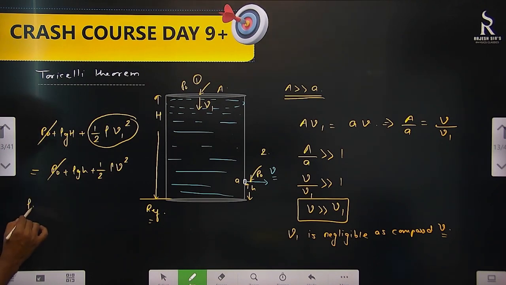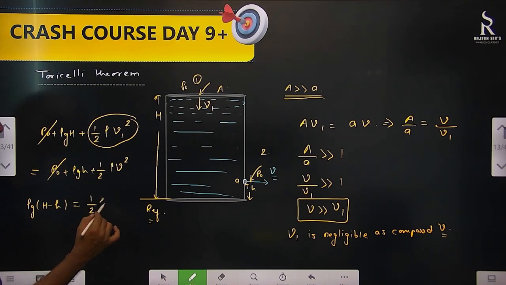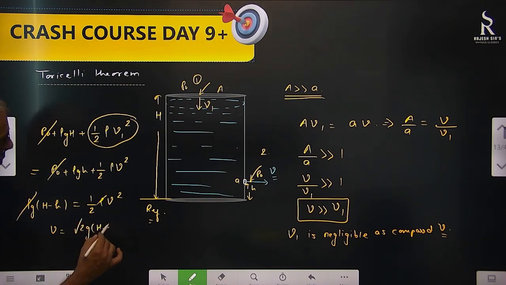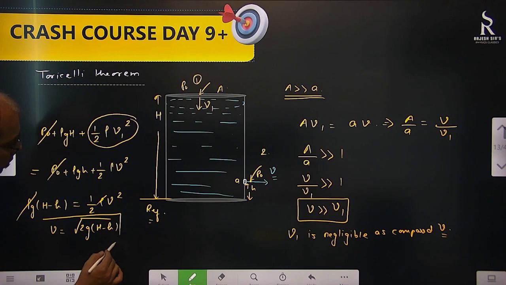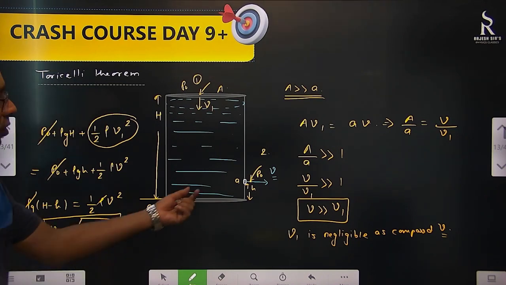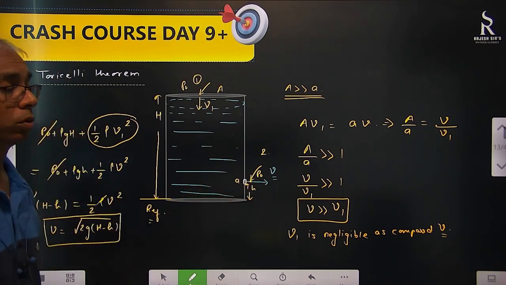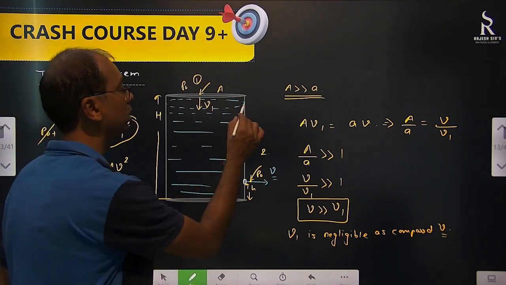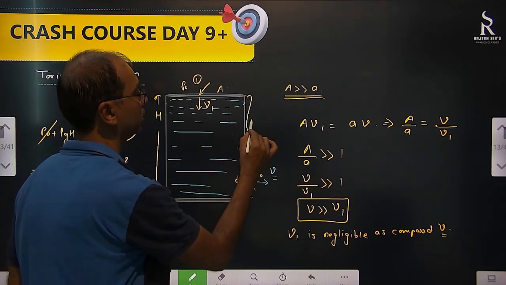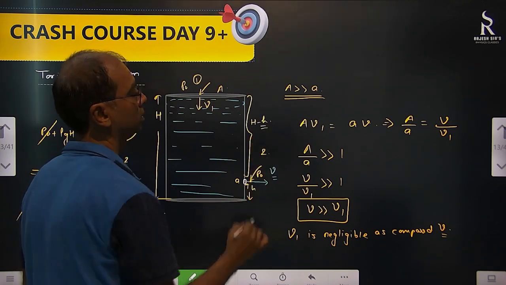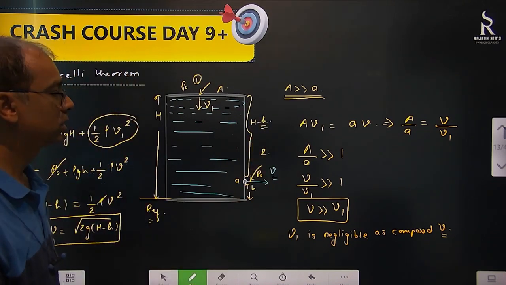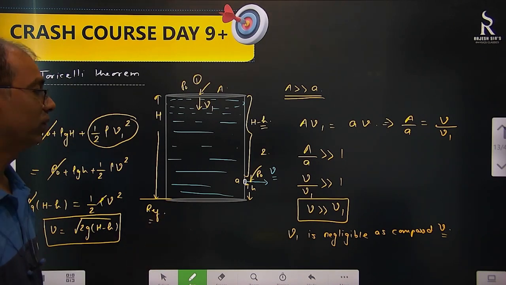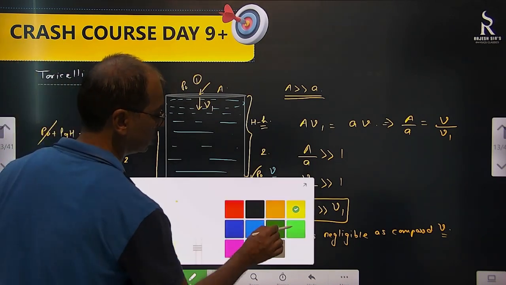So rho g (h minus h') equal to half rho v square. Rho gets cancelled. So v equal to root 2g (h minus h'). This is the velocity with which liquid will come out from here. That means it depends on this height. Root 2g (h minus h') is the velocity of efflux. What is it called? Velocity of efflux.